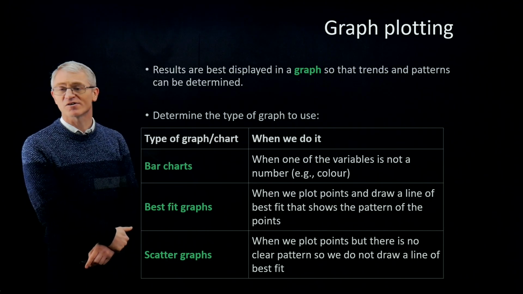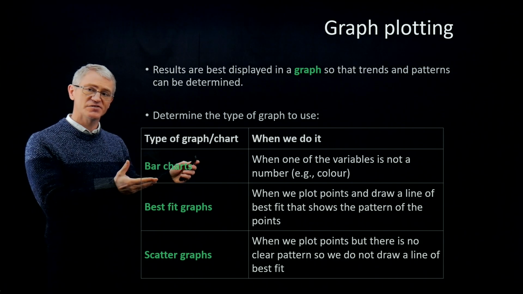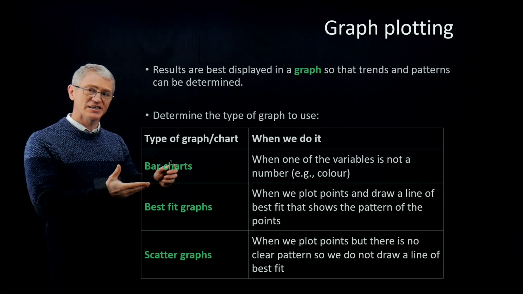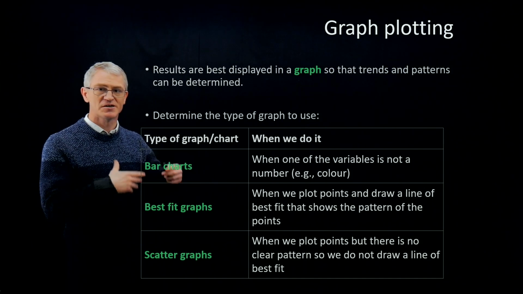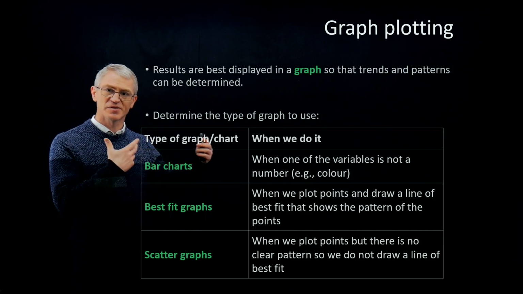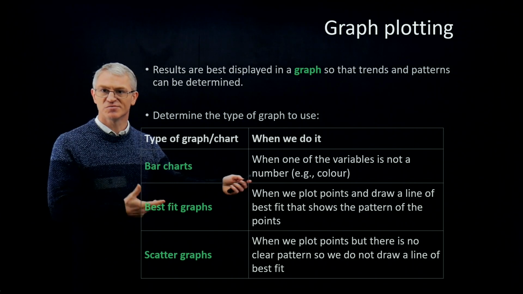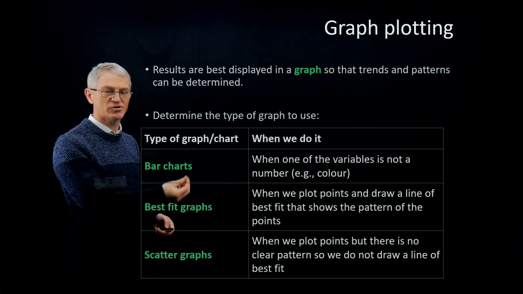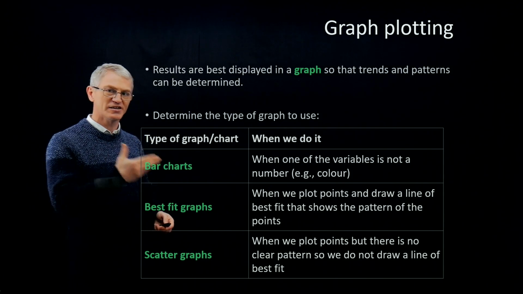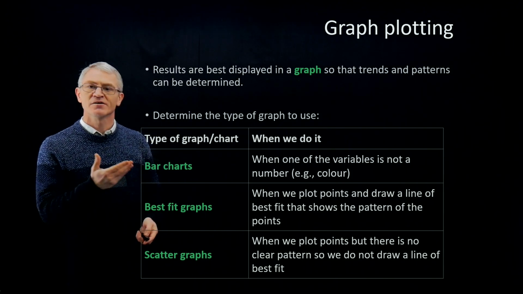Graph plotting. What kind of graph are you going to plot? If it's a bar chart, it uses something called categoric variables. They're basically words and not numbers, descriptions and things like that. So if you're choosing between a brown-haired person and a blonde-haired person, that's a categoric variable, and that would be a bar chart.